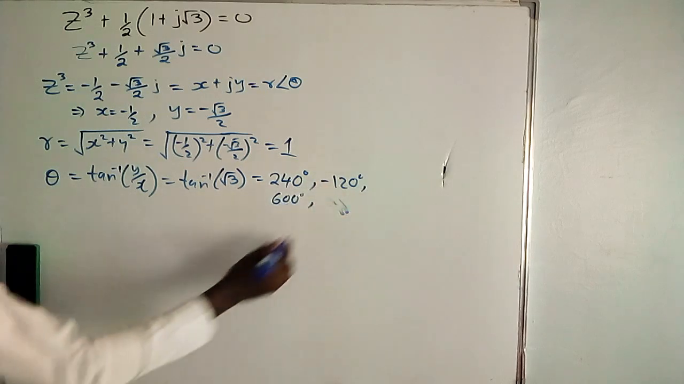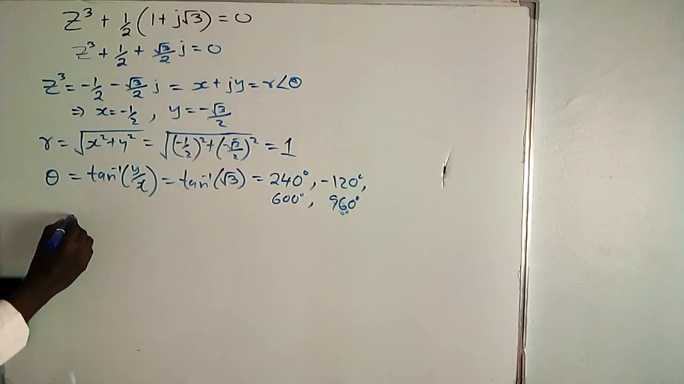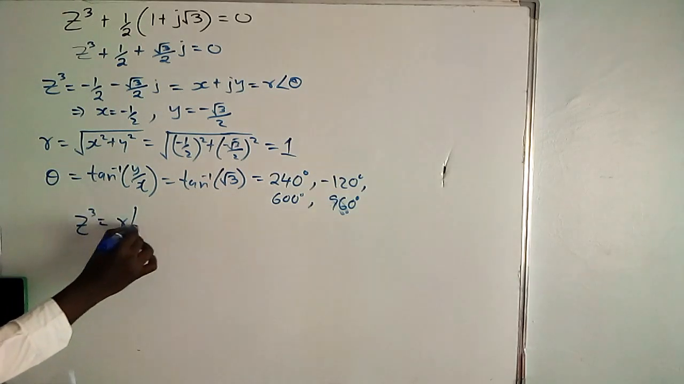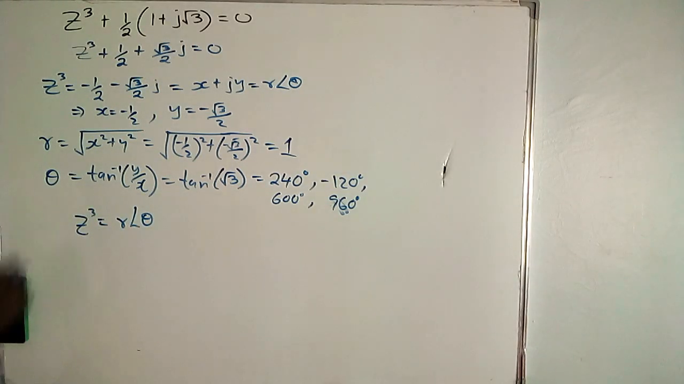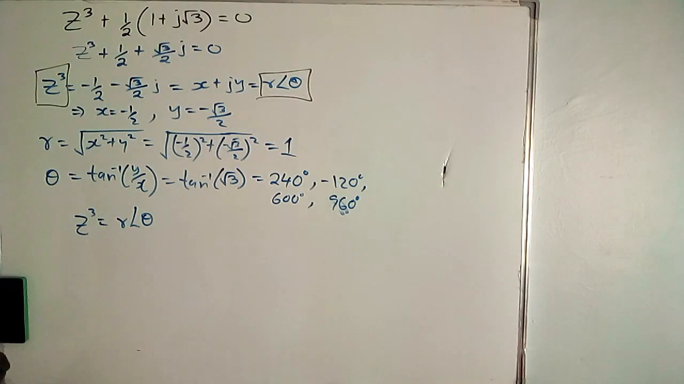So having done that, we've now found that z cubed, which is equal to negative a half minus root 3 over 2 j, is simply in the form r angle theta, isn't it? In complex form. Are you together? It is in the form r angle theta. So remember we found r is equal to 1 and our theta values are, if you rearrange, negative 120, 240, 600, 960 degrees.